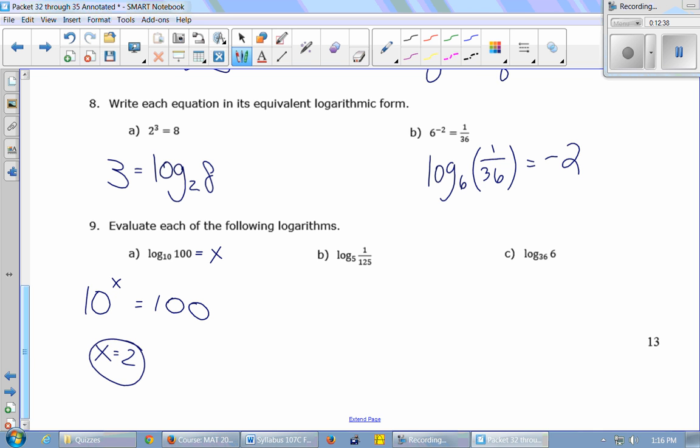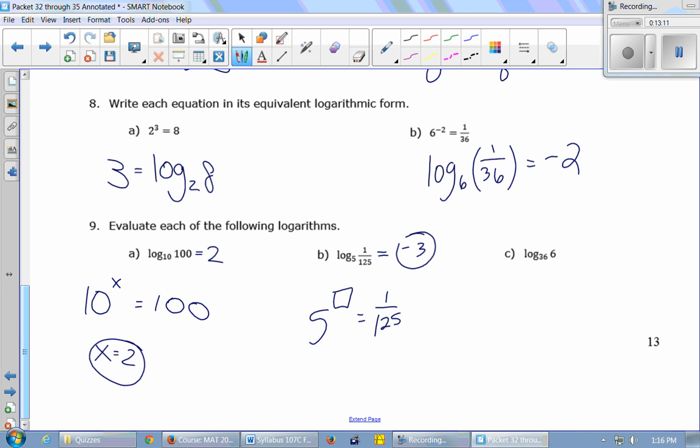Right? So we would say log base 10 of 100 equals 2, because 10 squared equals 100. All right, log base 5 of 1/125. So basically, 5 to what power is going to give me 1/125? -3. So log base 5 of 1/125 is -3, because 5 to the -3 is 1/125.